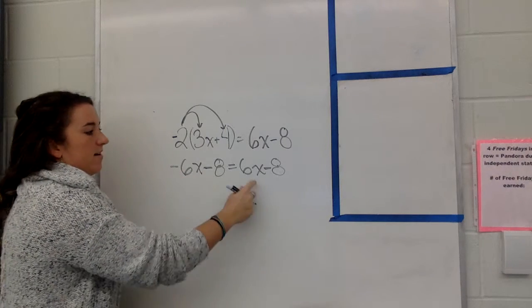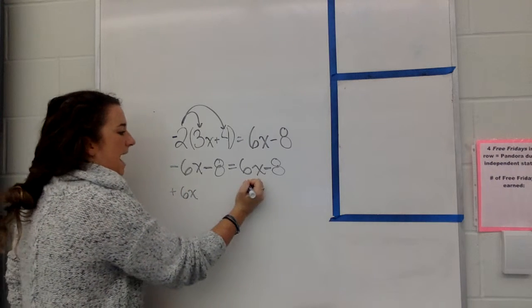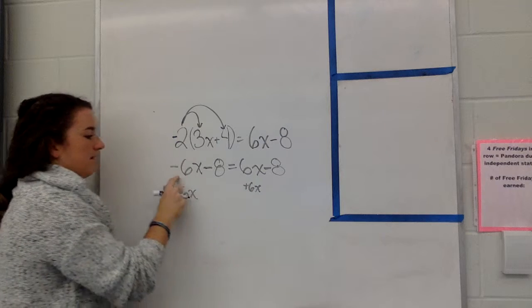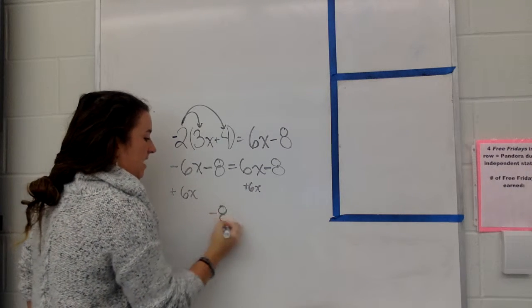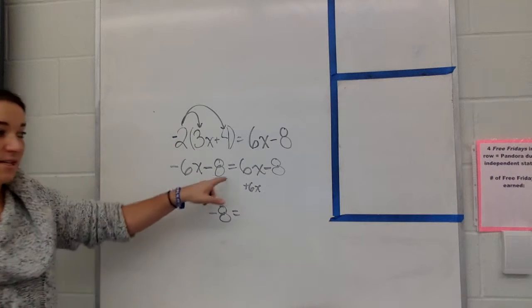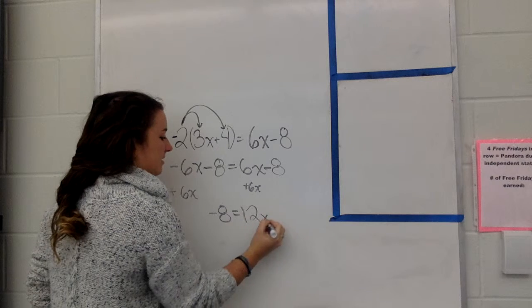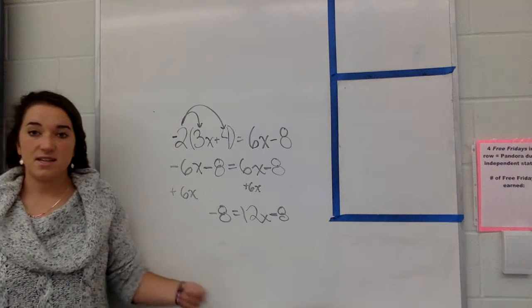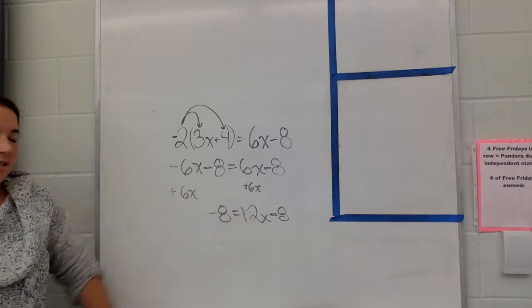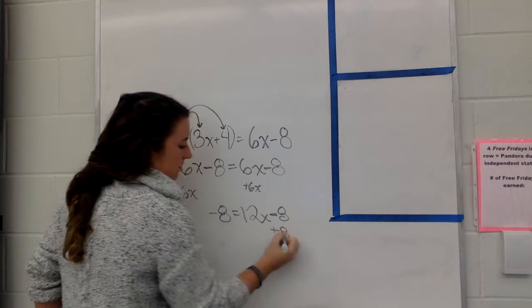So I want to get rid of my -6x because that's my smaller term of x's. So add 6x to both sides because I want to do the opposite. Now I'm left with -8 equals, now I have 6x plus 6x, 12x minus 8. I can still keep solving. So I'm trying to get the x's by itself. What can I do now? I can add 8 to both sides.